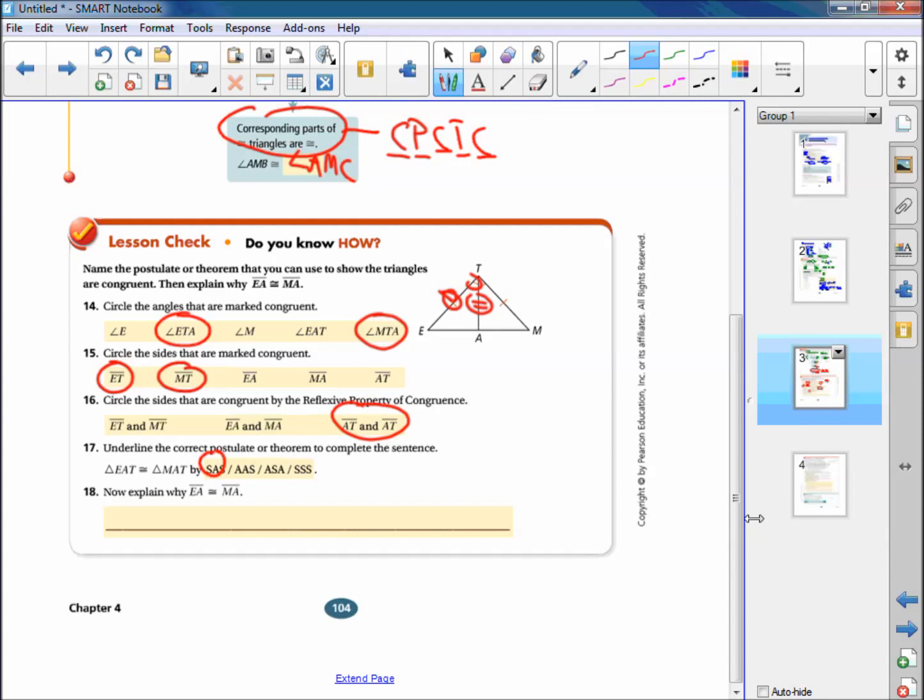Now I'll explain why EA and MA are congruent. We want to know why this one is the same as this one. And that's because corresponding parts of congruent triangles are congruent.